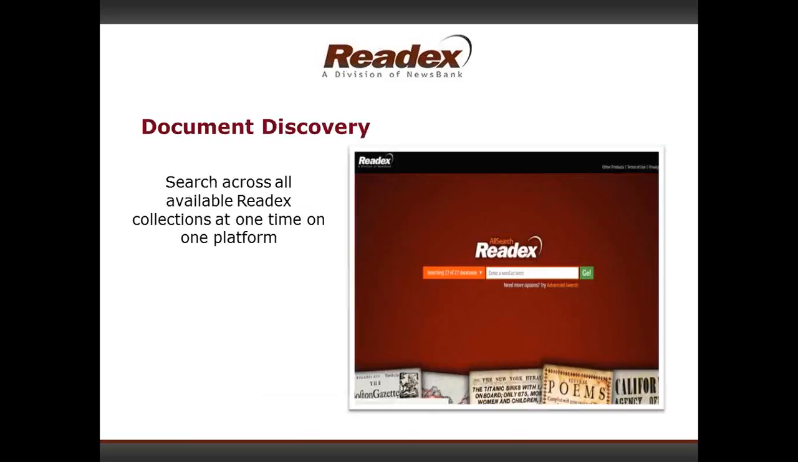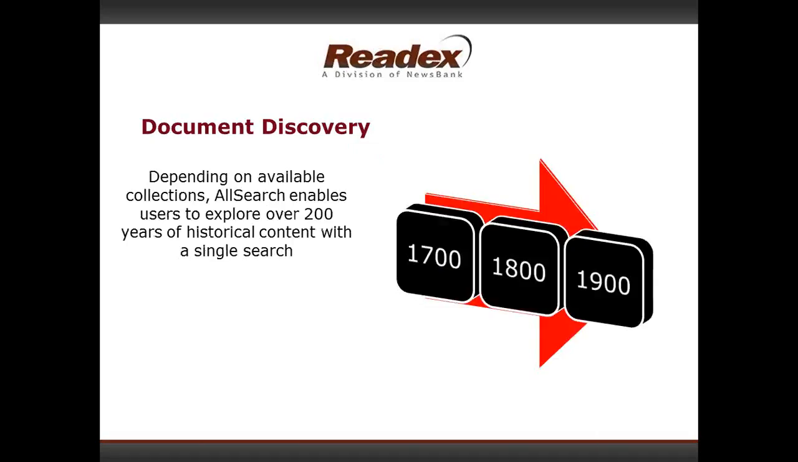As we mentioned, AllSearch allows users to search across all available Readex collections at one time on one platform. Up to this point, we didn't have that ability, except for what we used to call our Archive of Americana interface. What this means, though, is that in many cases, some users could have easily up to 200 years of historical content and access it through a single search. In some cases, it could be even more than that.